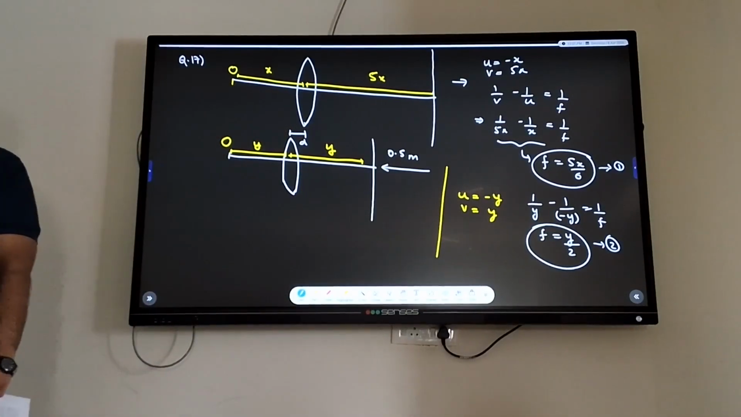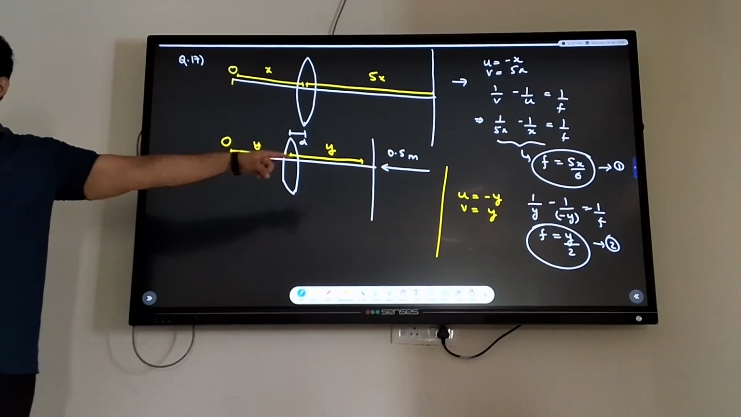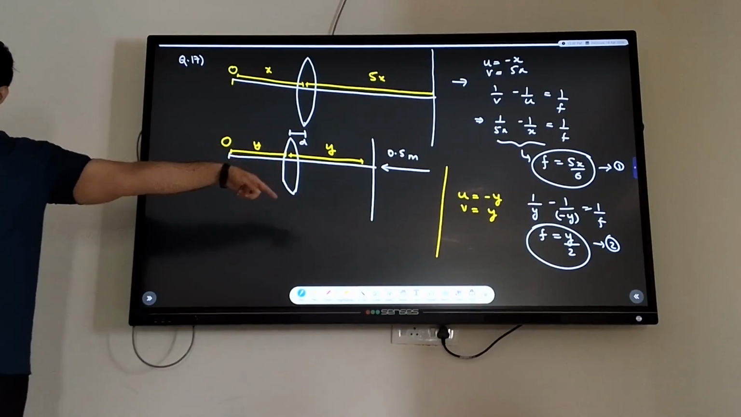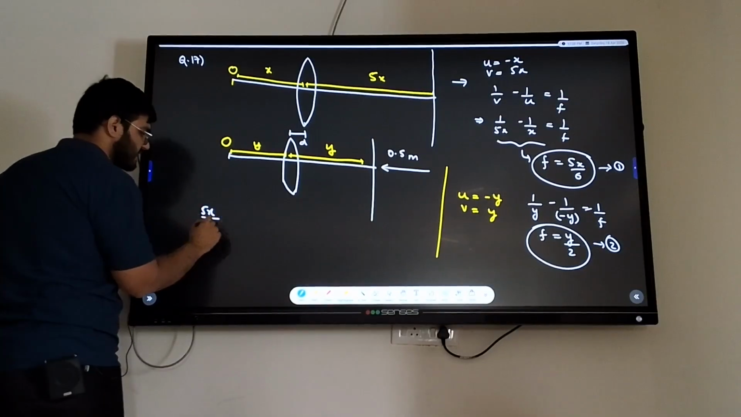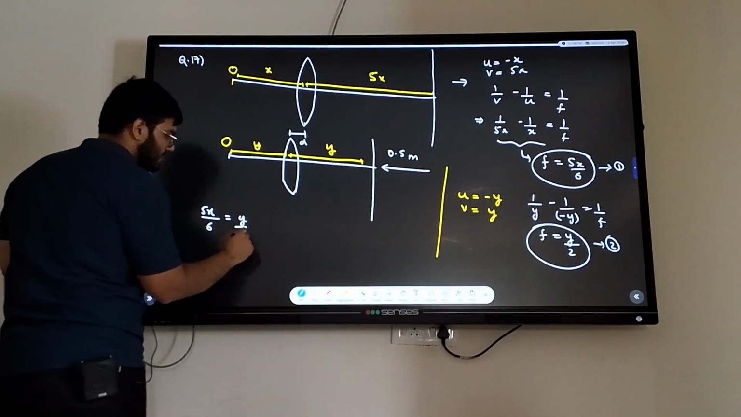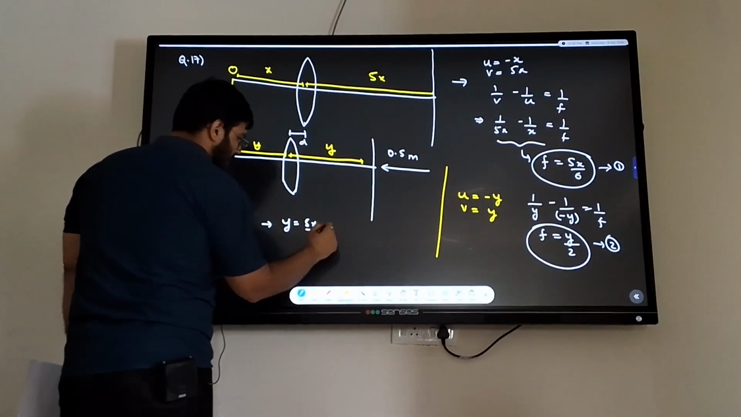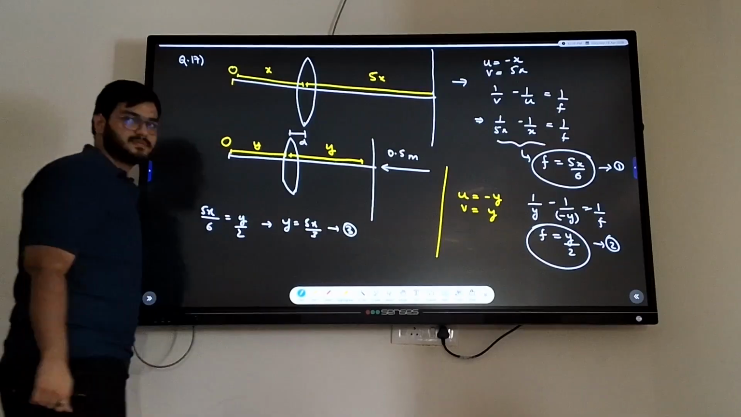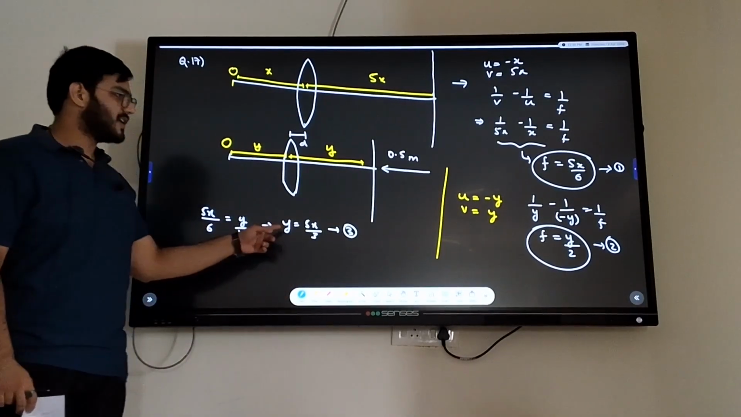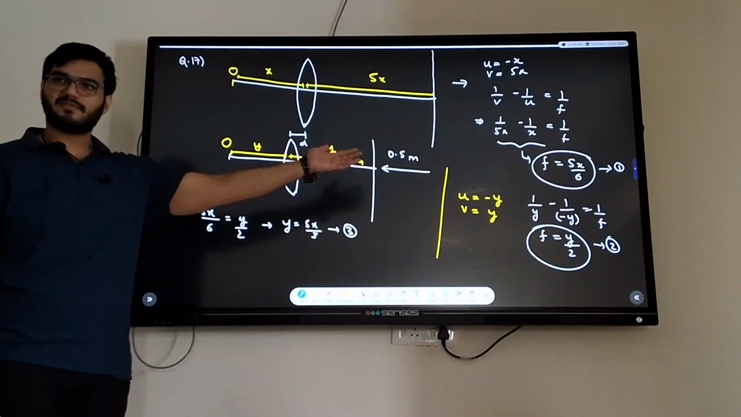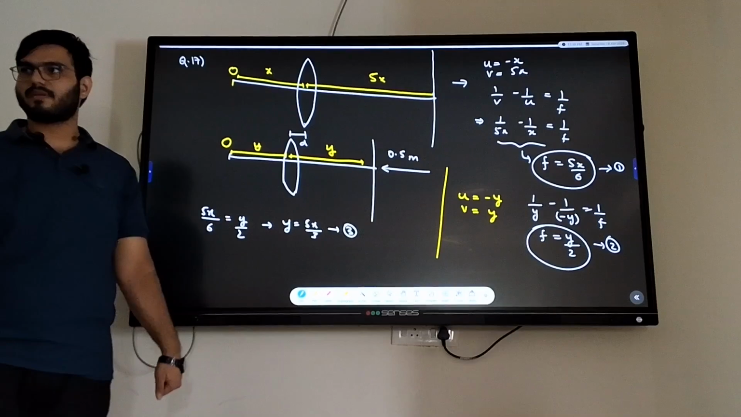I got two equations for f. Also, by the way, these f's have to be the same now. So that means the RHS is also the same. Then what can you say? If 5x by 6 is equal to y by 2, that means y is equal to 5x by 3. I found some kind of relation. If only I know x, then I can find y, and I can substitute and find the focal length, and my question is done, because then I will find the power.